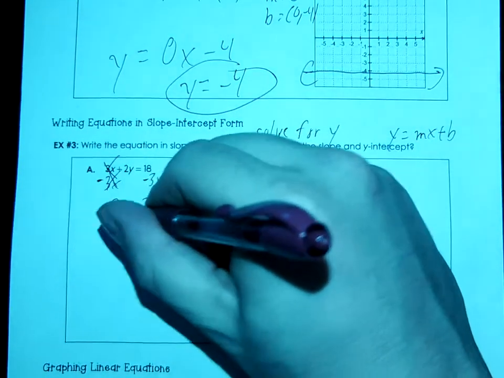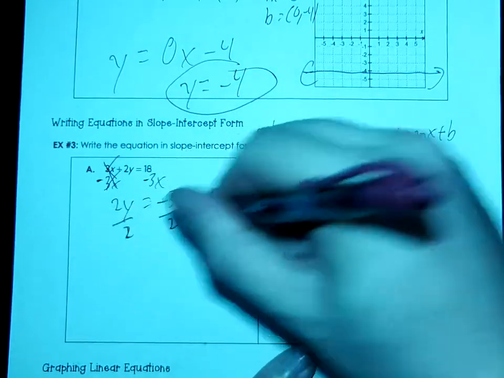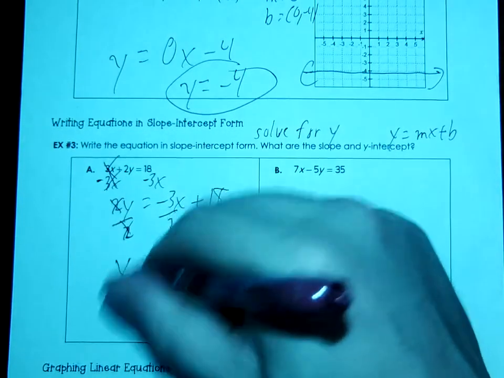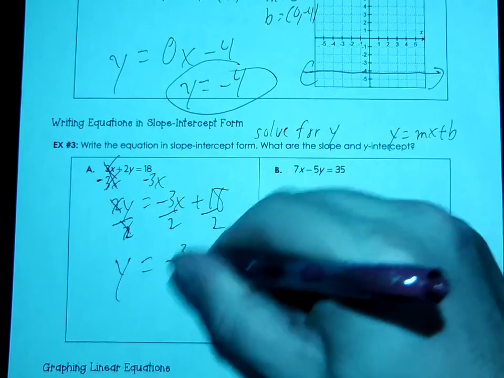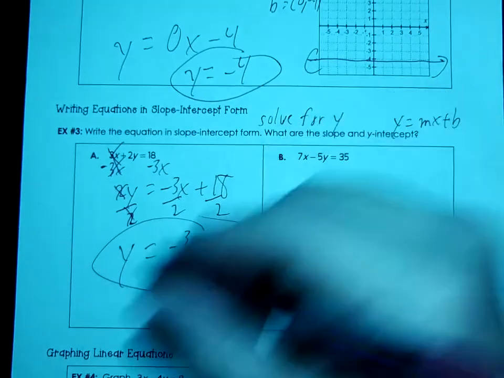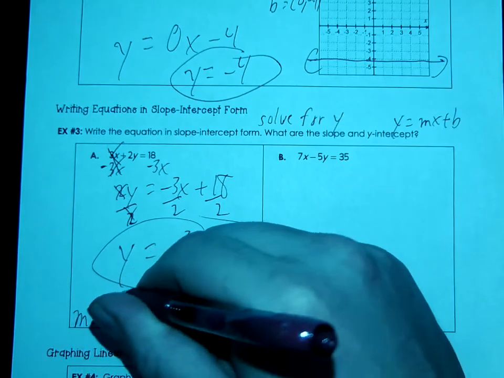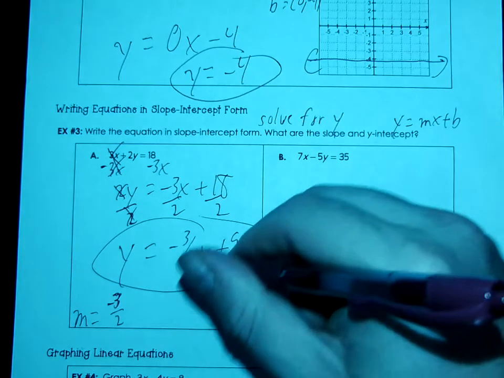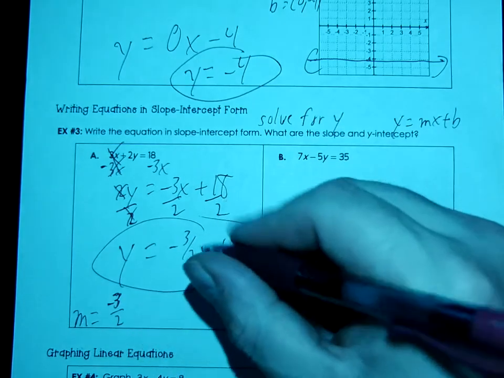You do have to divide by the 2 here because you do not want it to be 2y, we want a single y. So y is equal to negative 3 halves x plus 9. This is my slope-intercept form. My slope is down 3 over 2, or negative 3 halves. My y-intercept is at 0, 9.